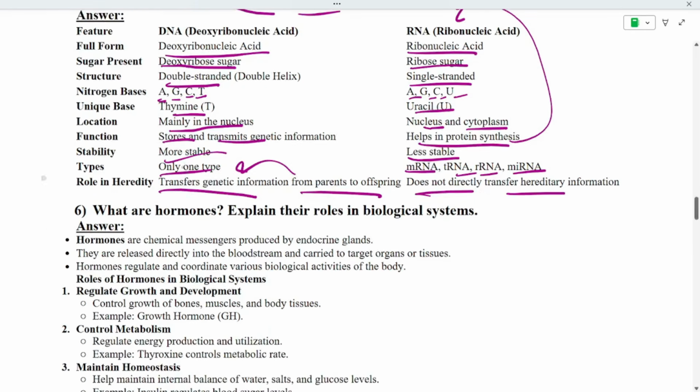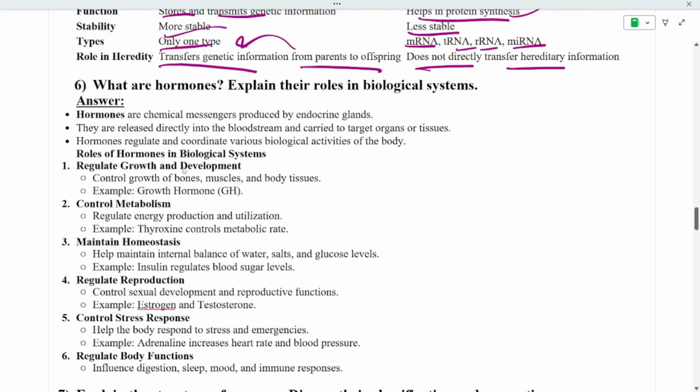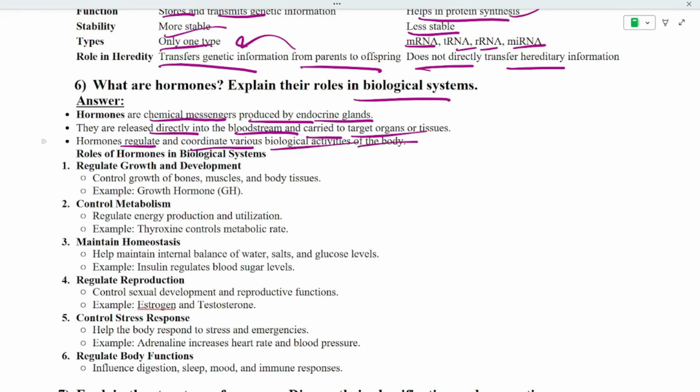Next: what are hormones? Explain their role in the biological system. Hormones are chemical messengers produced by endocrine glands. They are released directly into the bloodstream and carried to target organs or tissues. Hormones regulate and coordinate various biological activities of the body.